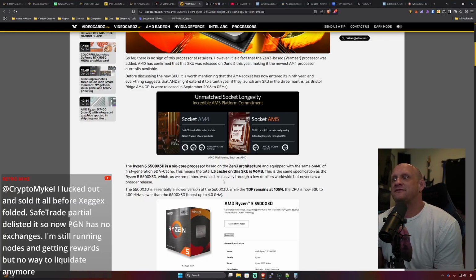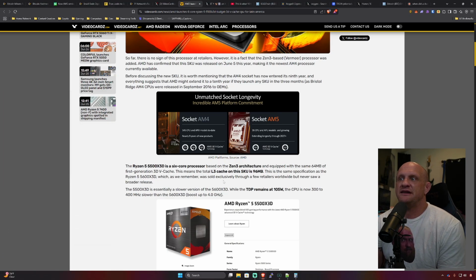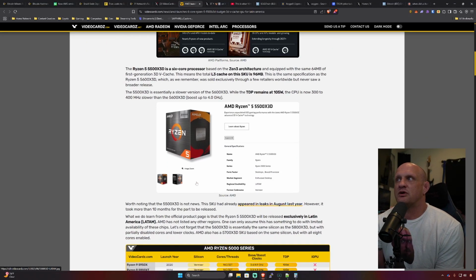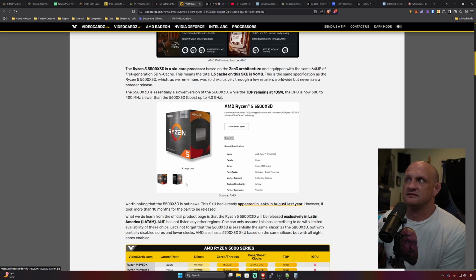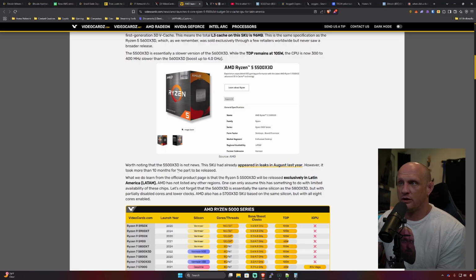This is the same specification as the Ryzen 5 5600X3D, which, as we remember, was sold exclusively through a few retailers worldwide, but never saw a broader release. The 5500X3D is essentially a slower version of that processor, while the TDP remains at 105 watts. The CPU is now 300 to 400 megahertz slower than the 5600X3D, which boosts up to 4 gigahertz.